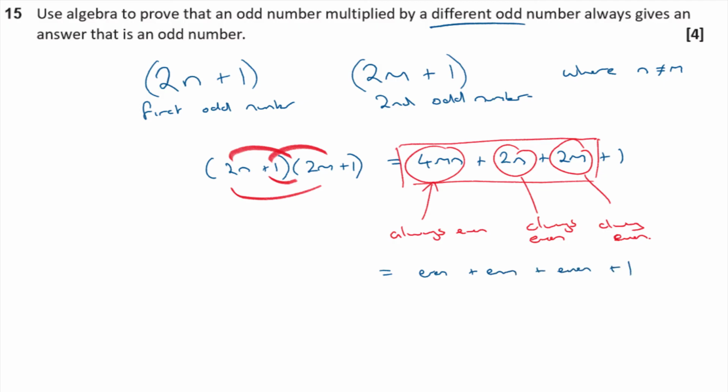Okay, so an even plus an even plus an even, so 3 even numbers added together, is going to be an even number. Okay, and then when you add 1 to an even number, you get an odd, don't you? Because 1 more than the even number is always an odd number. Okay, so therefore always odd.